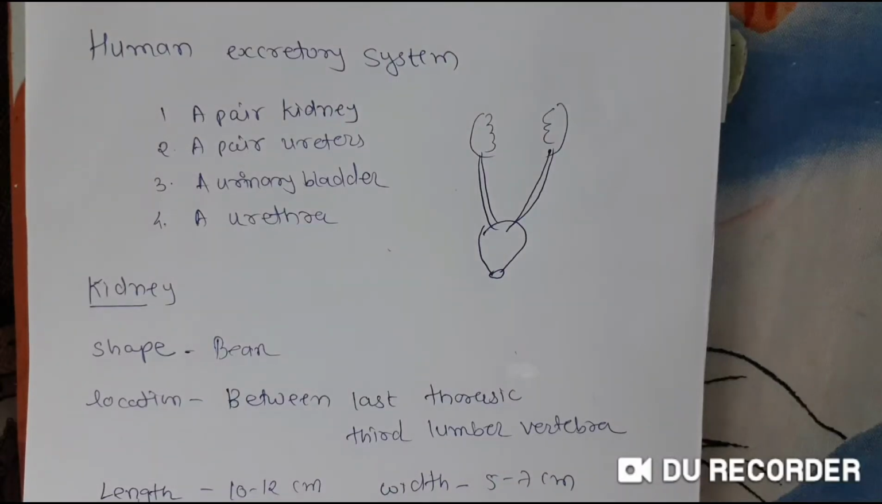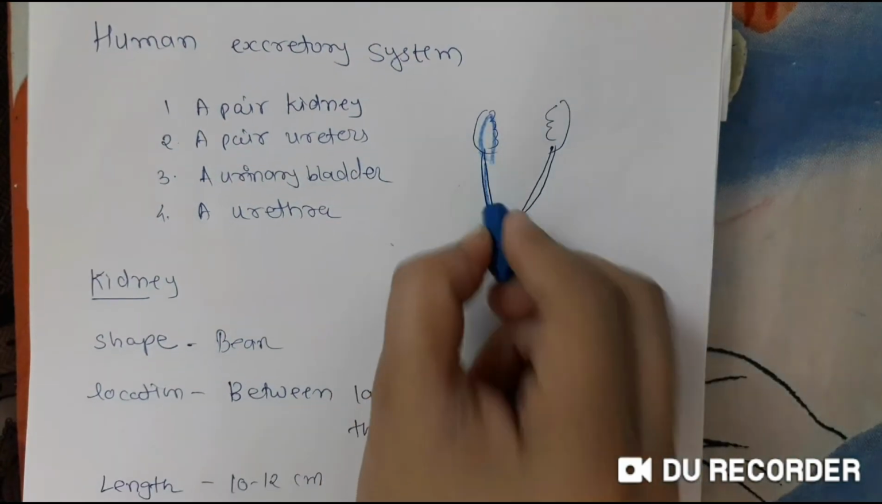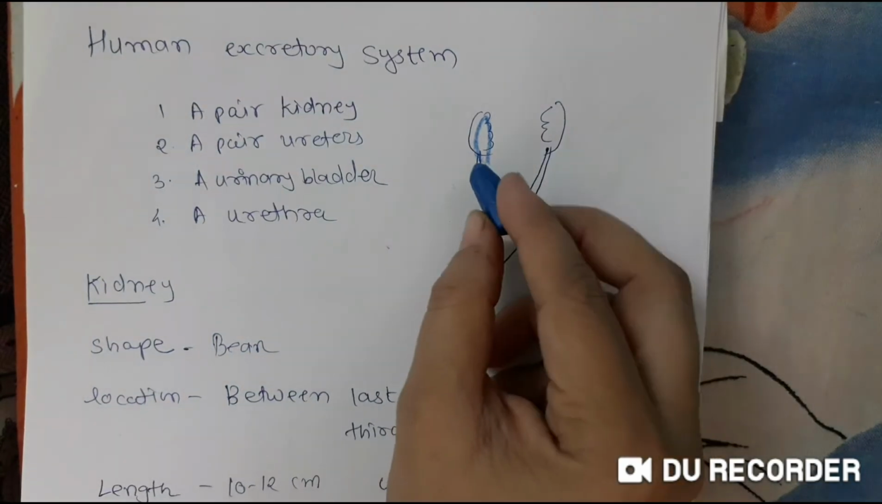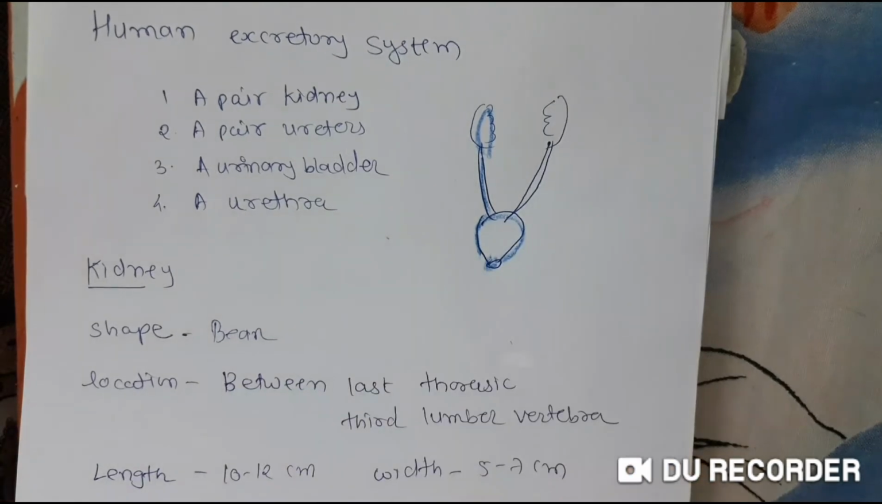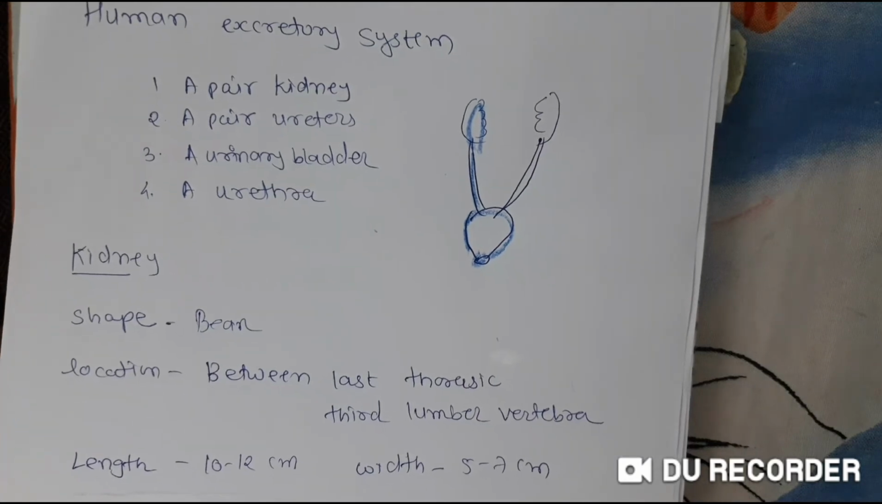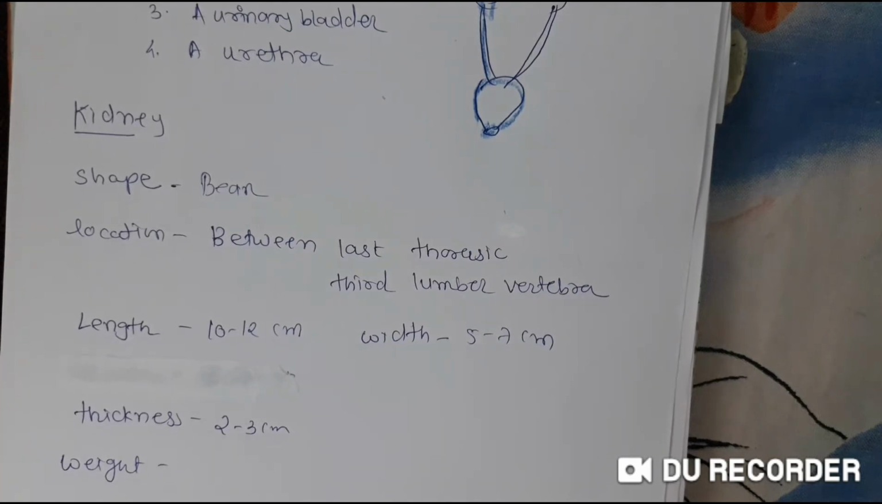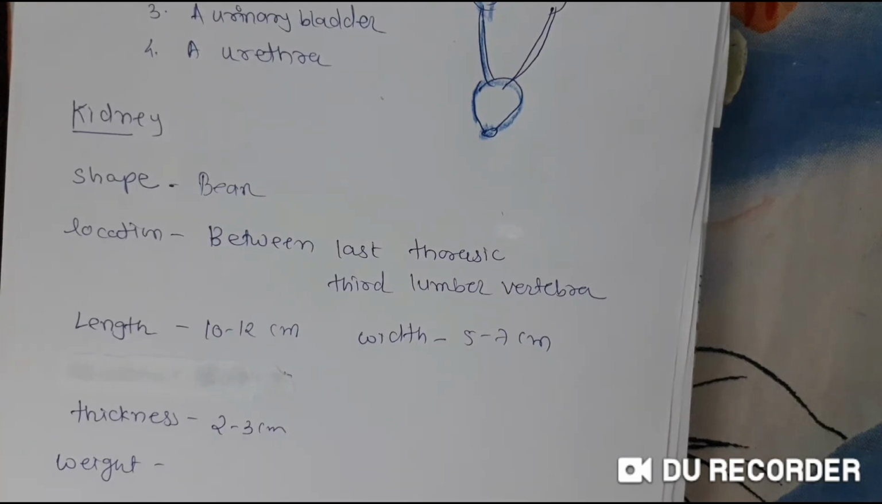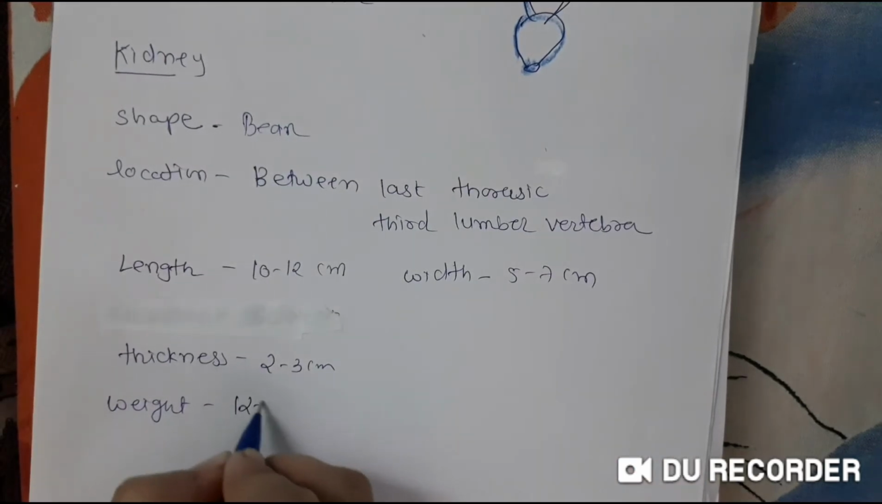So let's begin with the human excretory system. It consists of a pair of kidneys, a pair of ureters, the urinary bladder, and the urethra. The kidney is a bean shaped organ, right? It is located between the last thoracic and third lumbar vertebra. Length is about 10 to 12 centimeter, width about 5 to 7 centimeter, thickness about 2 to 3 centimeter.